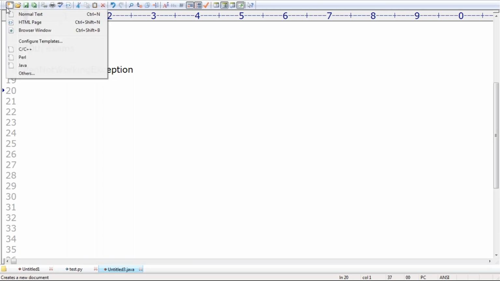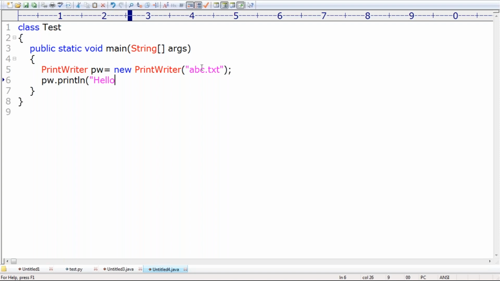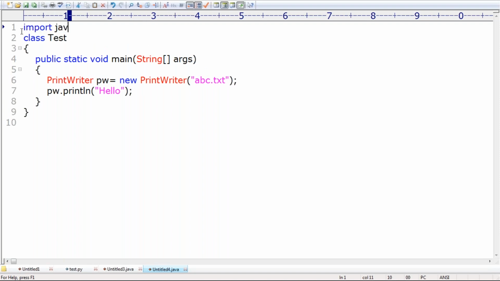Observe very carefully about this one, sir. I'm taking class Test. PrintWriter pw is equal to new PrintWriter("abc.txt"). Are you getting? pw.println("hello"), like this I'm taking, sir. But anyway, an import statement is required, because PrintWriter is available inside the java.io package. That's why I'm taking it like this, sir.